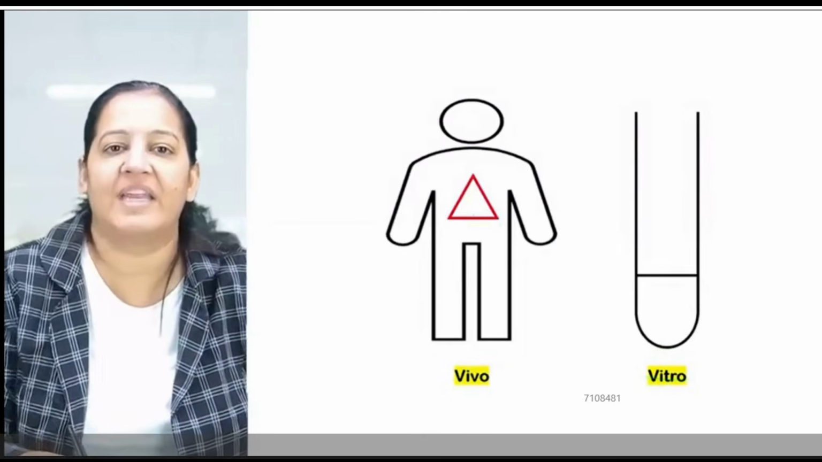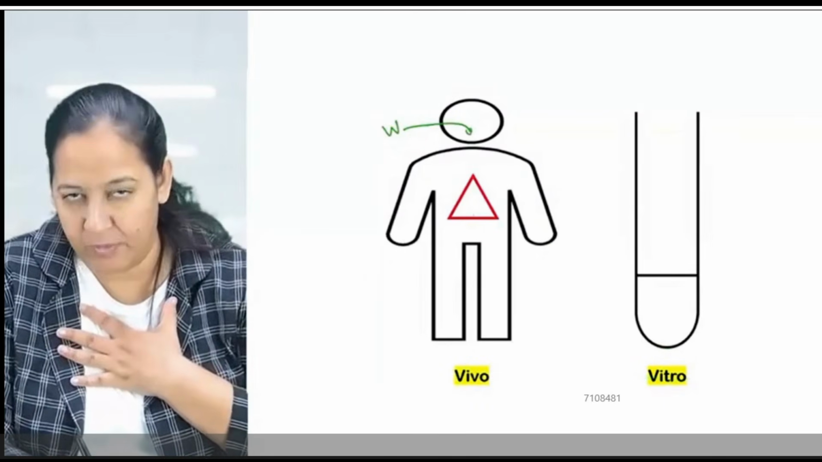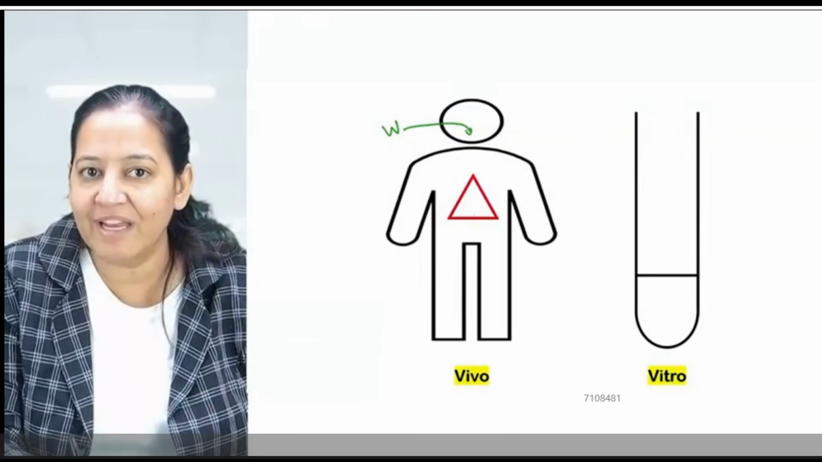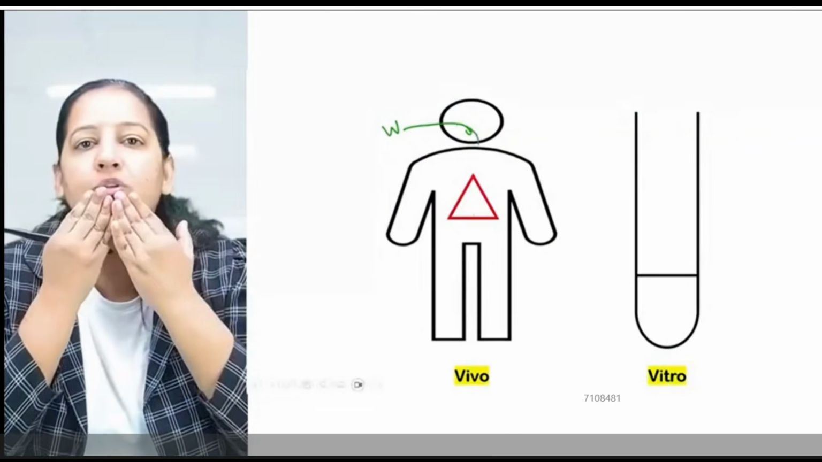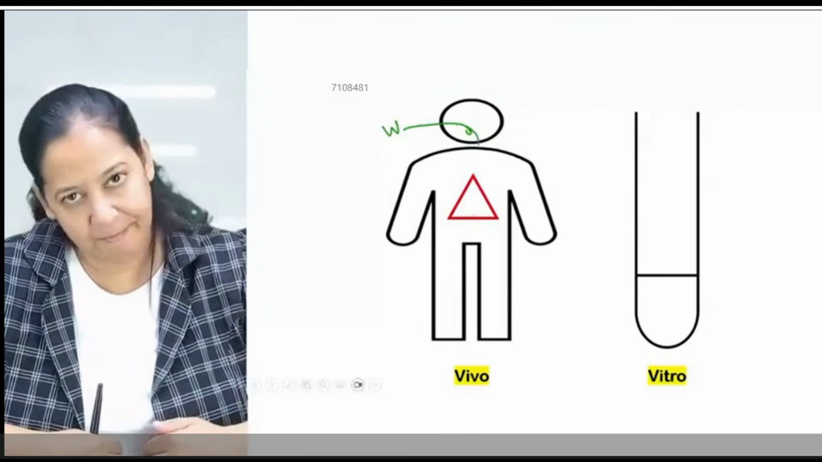If I take a tablet of warfarin, suppose I am a human, will it show anticoagulation? Yes, because I have the liver. This warfarin will go in my mouth. From the mouth, it will go to my esophagus. From the esophagus, it will go to my intestine. It will be absorbed.